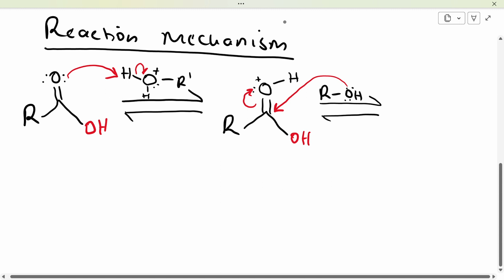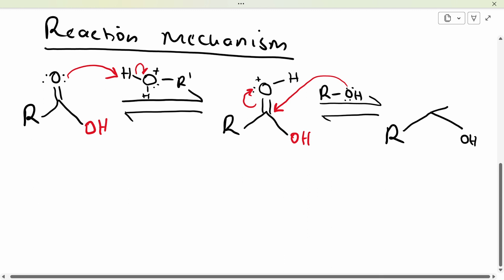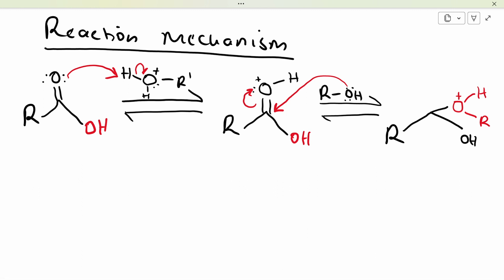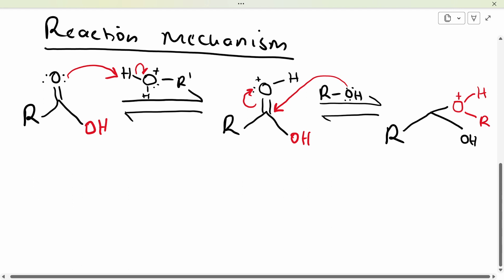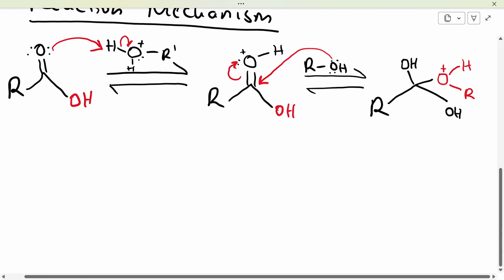The molecule that I'm going to form is R bonded to OH, and it is still bonded to O, H, R with a positive charge here. Then I'm going to have my OH group. Now, that's the molecule we are going to form as the reaction proceeds.